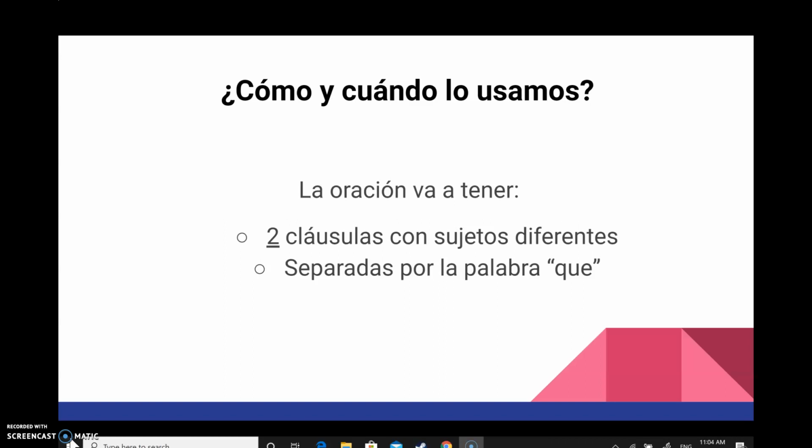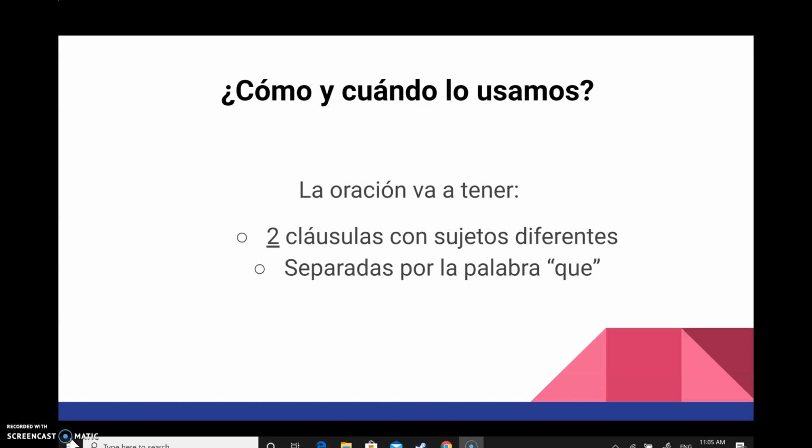So if you take a look, for example, at the examples on the front page of the notes, you see three examples there that I'm going to translate for you. And you should write down the translations, and I would strongly advise, if you're a very visual learner, that you underline or circle or highlight the different subjects and as well the word que that separates them.